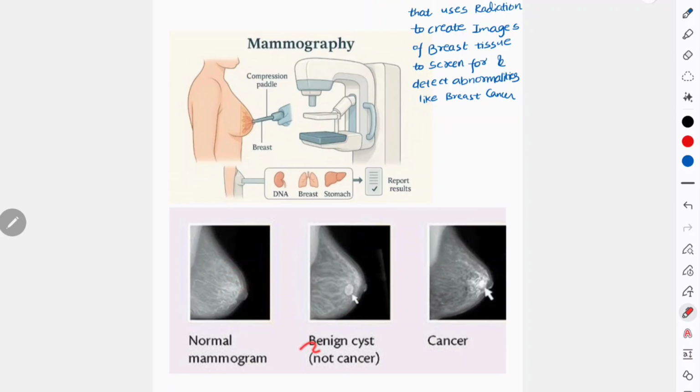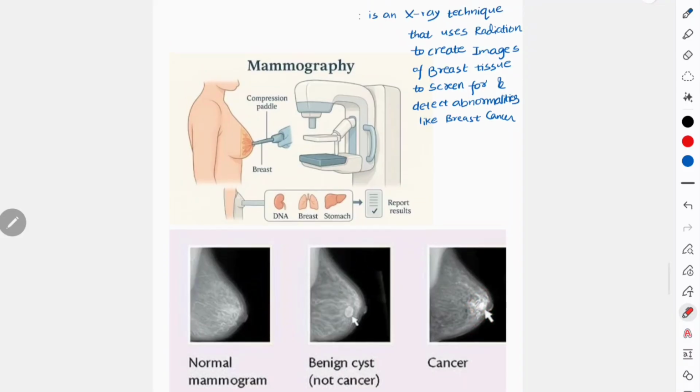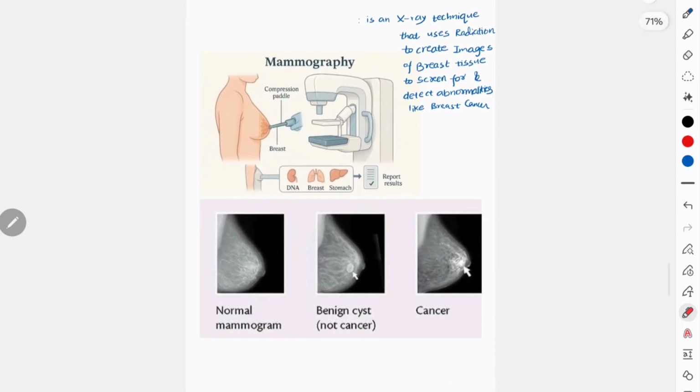This is a normal mammogram where you are not able to see any hard mass. This is a benign cyst, not a cancer. But the cancer you can see clearly, it is not encapsulated, it is malignant, right? It is spread with irregular borders, you can see irregular borders, a metastasizing tumor. So irregular borders, this is the cancer. This is the image produced from this mammography technique.